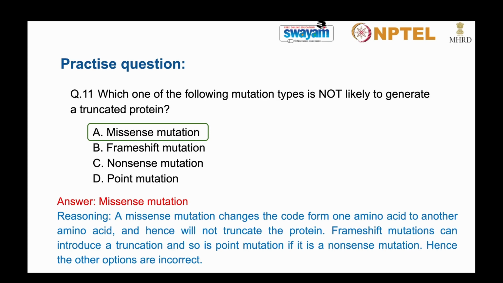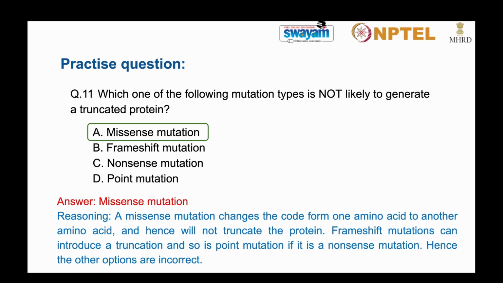You are right about point mutations. There are three categories of point mutations. But why are we not selecting point mutation? Because nonsense mutation is also one category in which it could generate a truncated protein. Why do we call it a missense mutation? A point mutation will be called a missense mutation when it changes the amino acid sequence. If it is going to stop the protein, then it will be named a nonsense mutation.